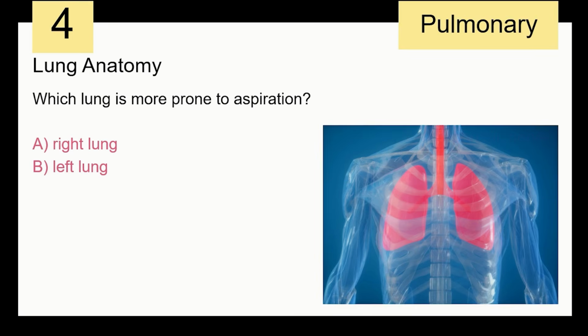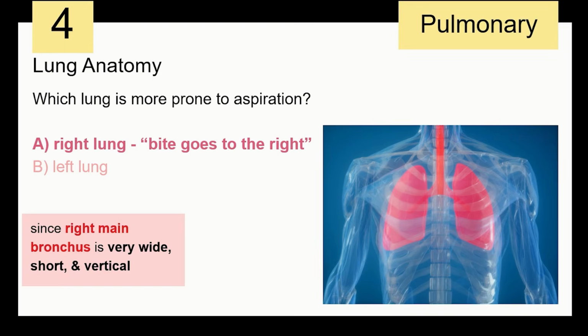Which lung is more prone to aspiration, the right lung or the left lung? And if you recall, it's the right lung. The bite goes to the right. If you bite and it goes down the wrong pipe, it goes to the right. Not down the esophagus, but down the trachea into the right lung.